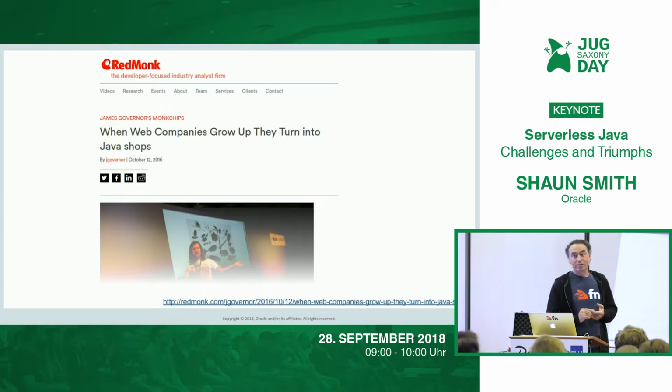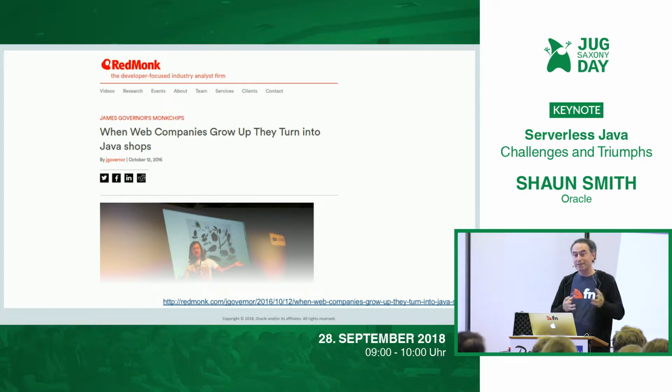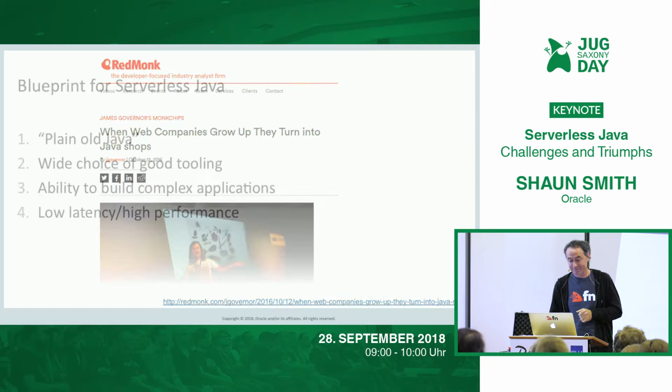So maybe many of you read this article. This is James Governor. He wrote, "When web companies grow up, they turn into Java shops," right? So we have lots of stories of big players, Twitter and so on, who started with something else. Then when they had to scale, they went to Java. So the question for me is, when function companies grow up, do they turn into Java shops? Because right now, those guys aren't in Java, right? They're in something else. So this is the challenge.